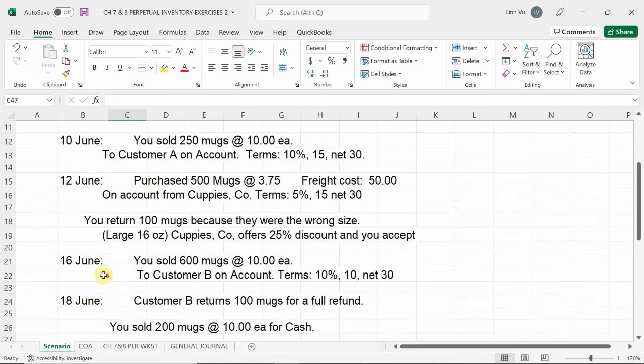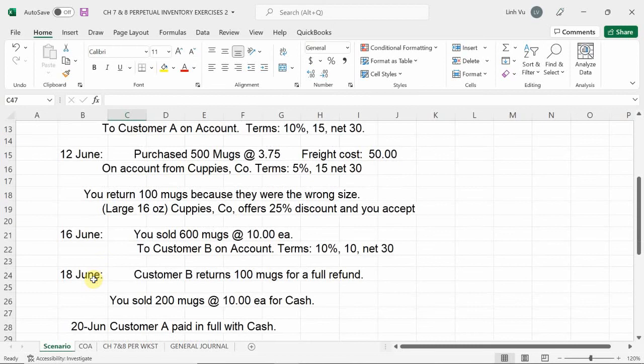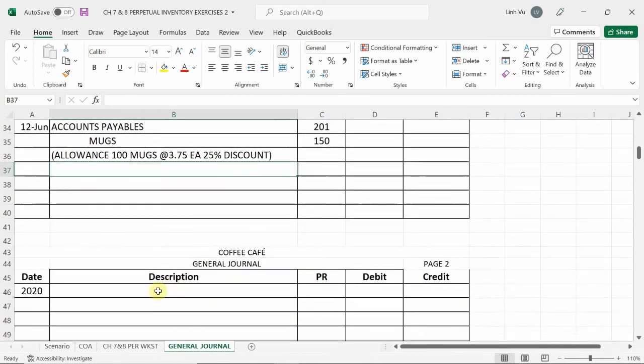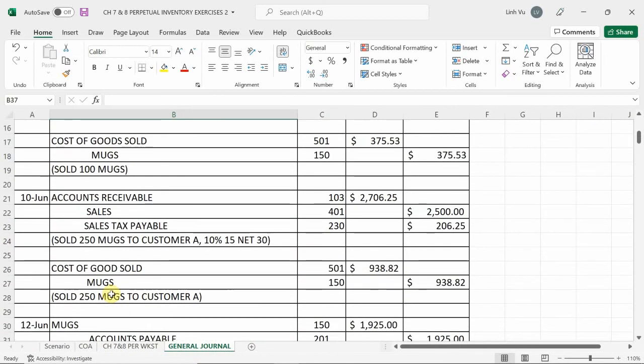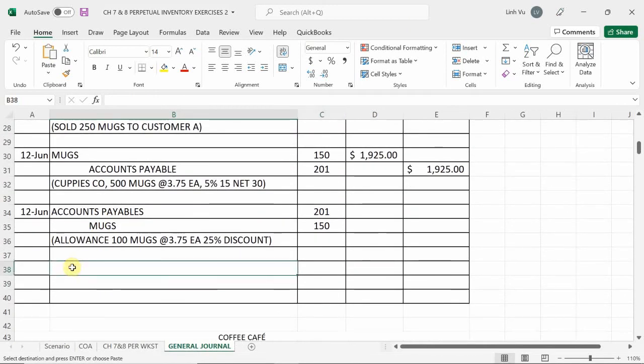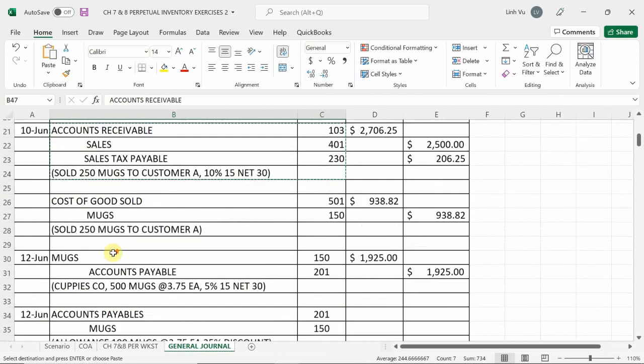Okay. Then on June 16, you sold 600 mugs, $10 each, to customer B on an account, and you gave him terms of 10%, 10 net 30, because he's going to owe you a lot of money. So how should I record this? Sales and accounts receivable. Okay. In this case, I don't have enough space there, so I'll just have to carry it over into the next one.